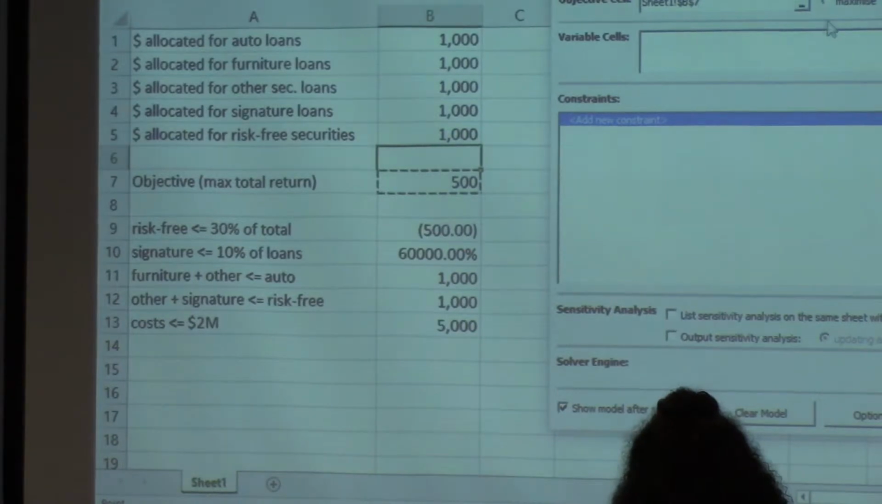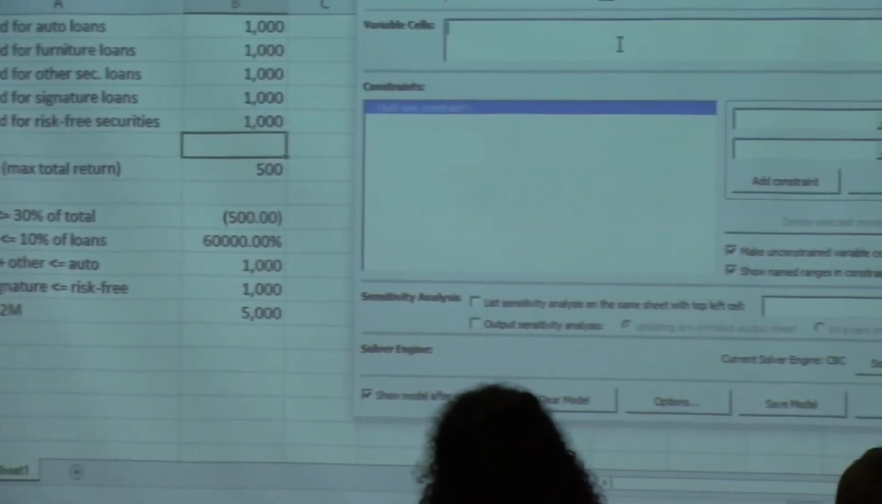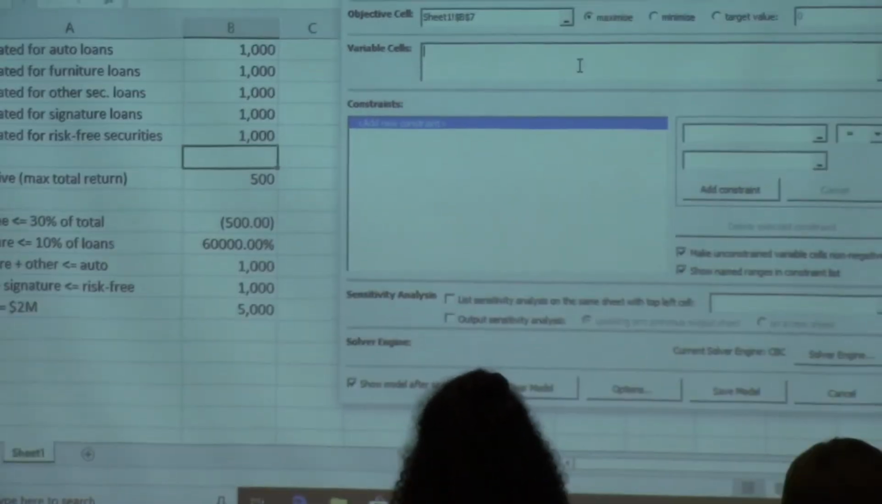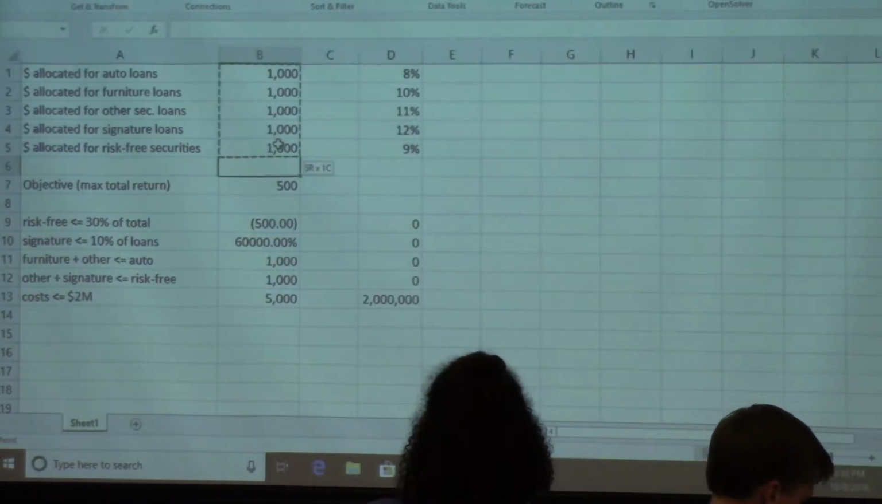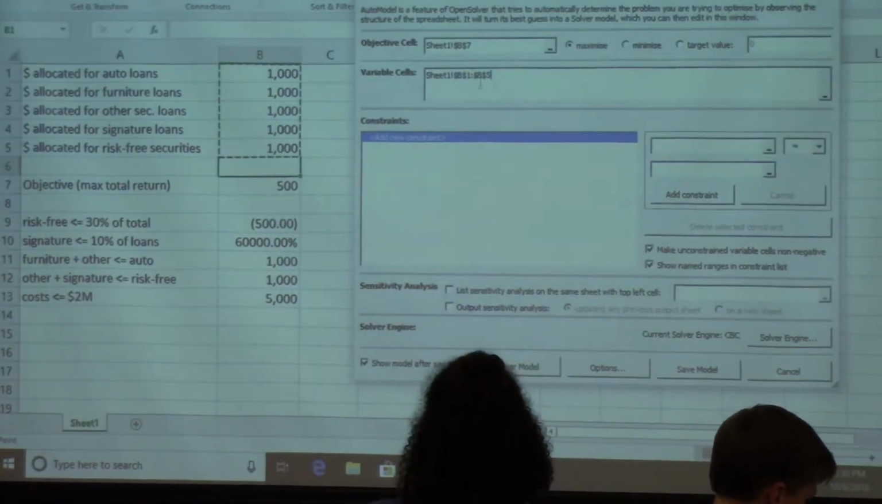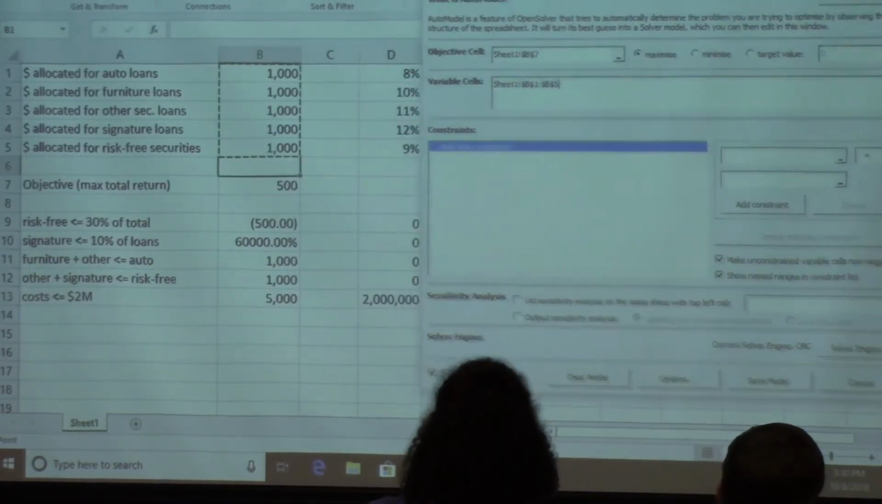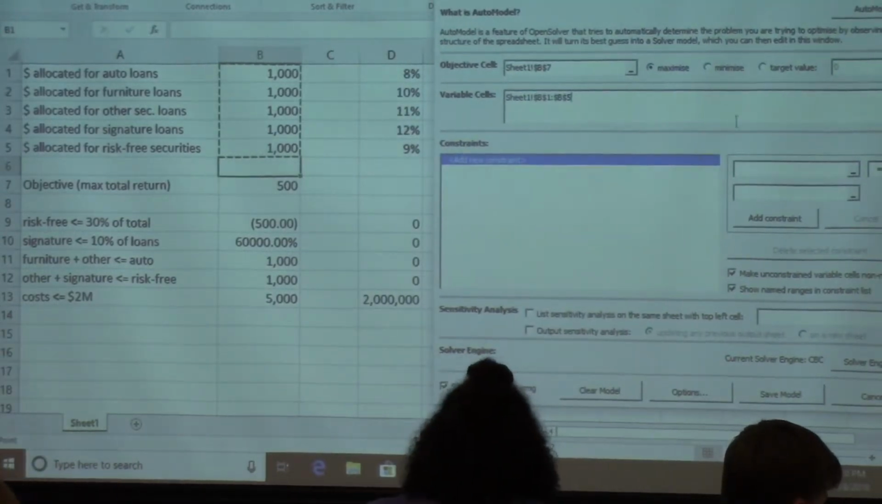And are we maximizing or minimizing? Maximizing. What are our variable cells? Yeah, B1 through B5. Right? Those are the values that it can go ahead and change. All right? And then, let's see if I can do this here. Our constraints here.